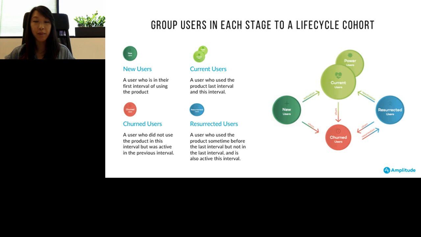So for example, if you have a product with a weekly usage interval, then that means that new users are going to be any users who are in their very first week of using your product. And then current users will be people who were active in the previous week and are active in the current week. Resurrected users are going to be people who were inactive for at least a full week, again, using your product usage interval, and have now reactivated in your product. And then churned users are going to be defined as people who have not used your product for at least a whole week and have not returned yet in the current time period that you're measuring.